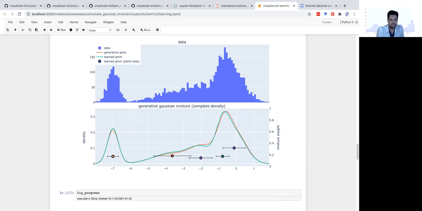So maybe I'll just pause there a moment. That is Gaussian mixture modeling in a nutshell. I'm going to go into more, but does anyone have any questions so far? Does this make sense?